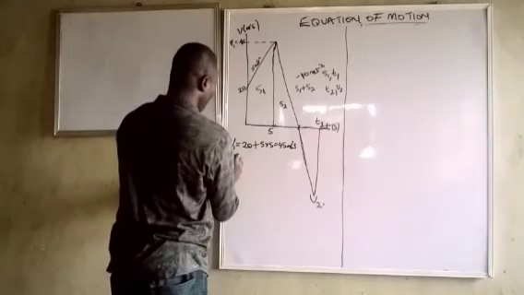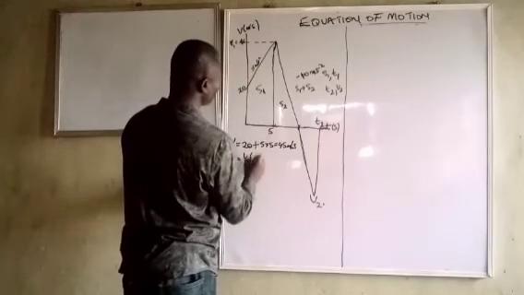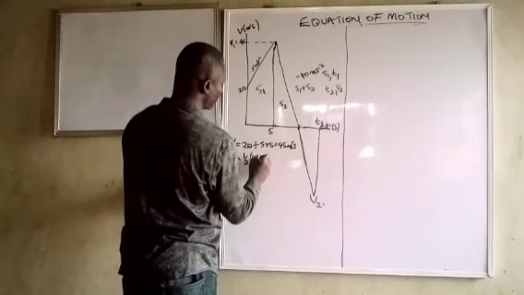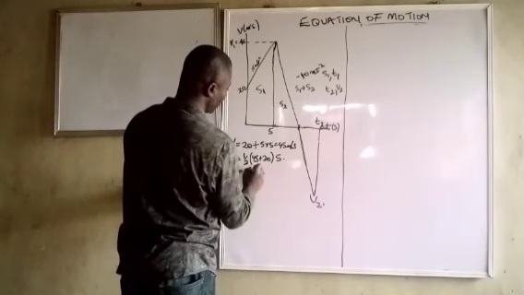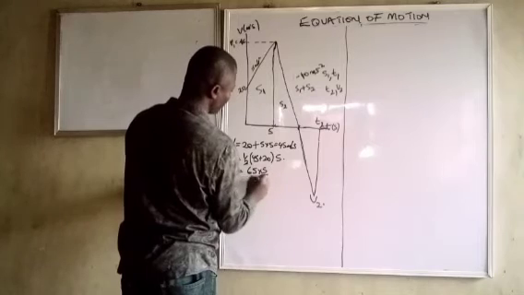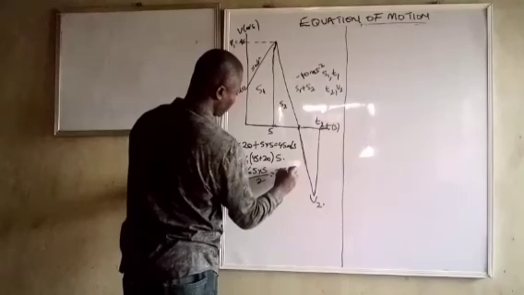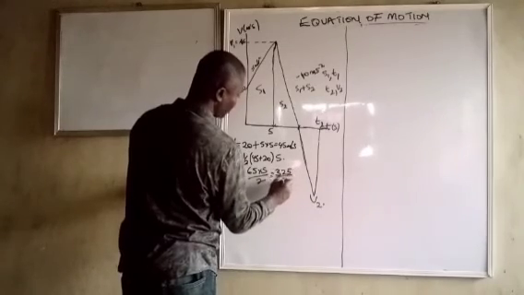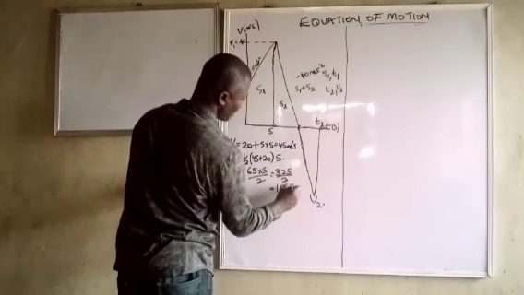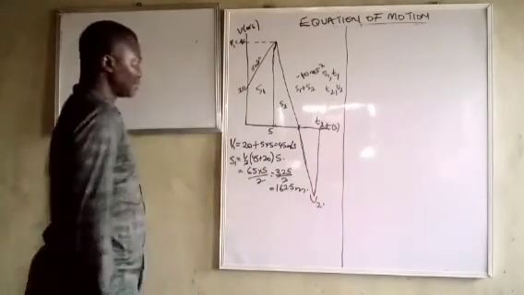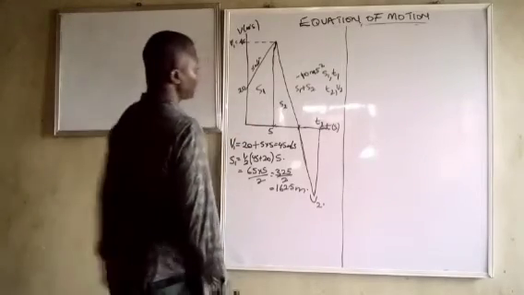So s1 will be equal to half into 45 plus 20 into 5, which is 65 times 5 over 2. That is 325 over 2. This is 162.5 meters. That is the distance covered in the first 5 seconds during the acceleration.